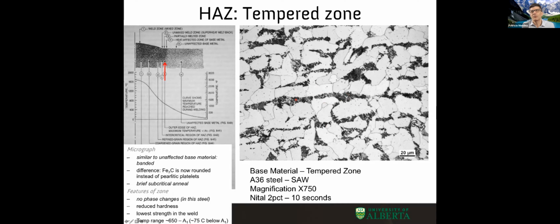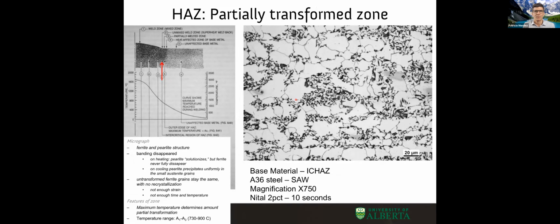And this is about, say, 75 degrees below A1, that is the first transformation temperature, right? Between 75 degrees below and A1. Okay. Partially transformed zone. These things start speaking. I hope they speak to you.